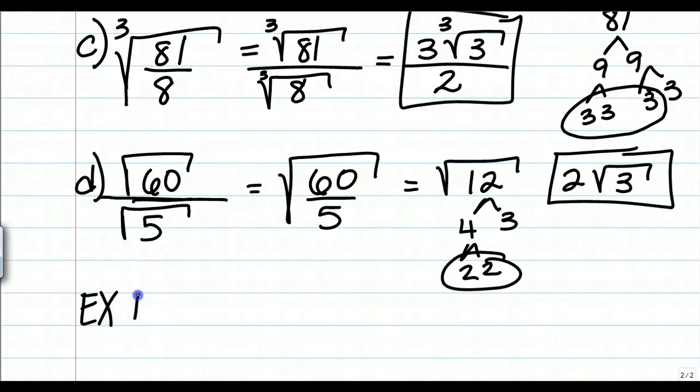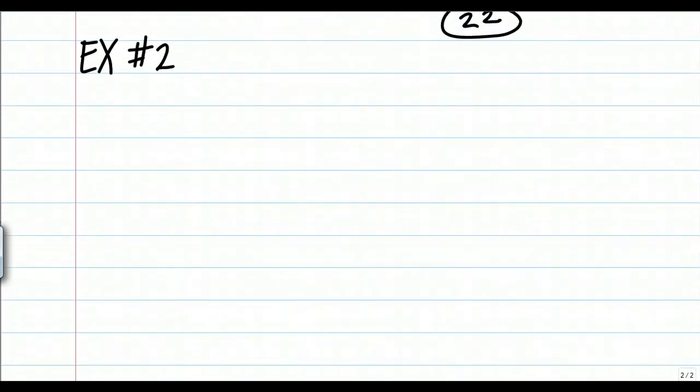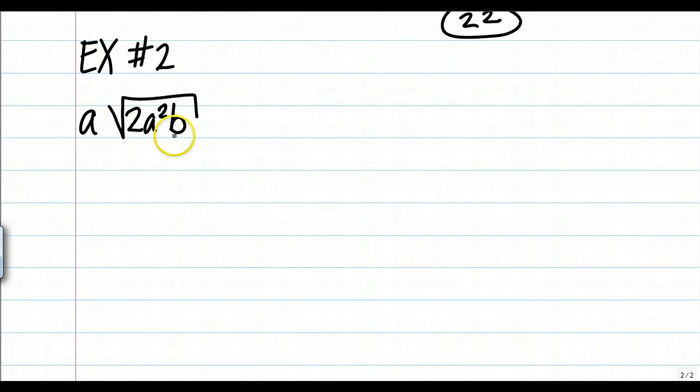Sample number 2. I have the square root of 2a squared b. Alright, so looking at this, let's look at just the number first. Okay, so we have a square root of just 2.